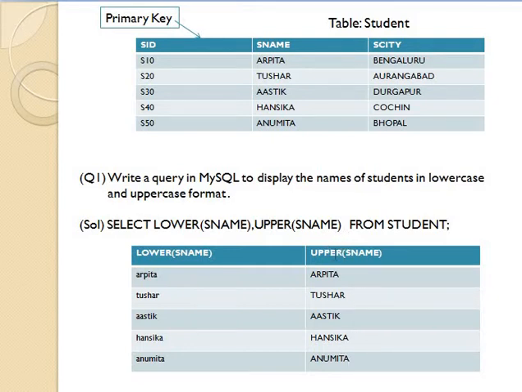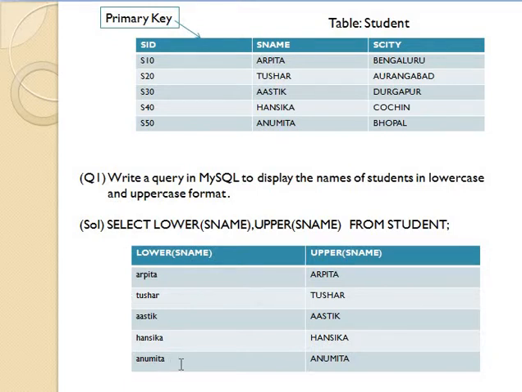Now upper of sname shall set all the entries of the column sname in the table student in uppercase or capital letters in the output table for the column upper of sname, and this is shown here in this output table. So upon executing this query, select lower of sname comma upper of sname from the table student, the column lower of sname shall display each of the entries of the column sname in lowercase or small letter format, and the column upper of sname shall display each of the entries in uppercase or capital letters in the output table.